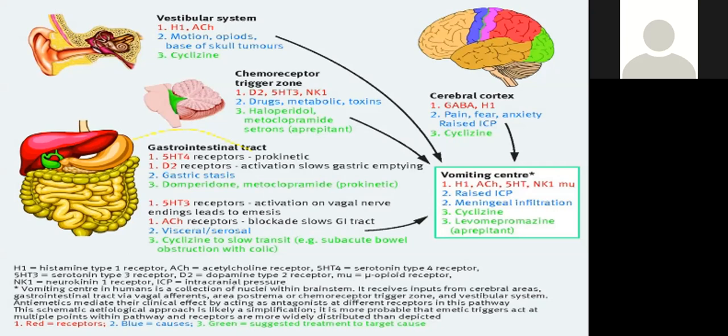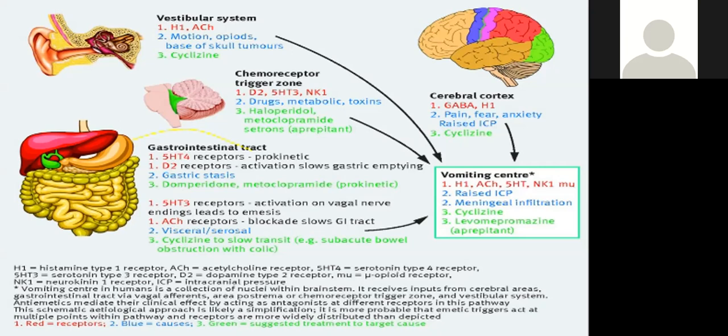Now, this is one single slide which, if you can remember, will help you a lot in the management. If you look at the slide, it's all color-coded. All the ones written in red, number one, are the receptors in the various regions. We've covered all these regions, so this slide is a summary of everything. The red ones are the receptors.